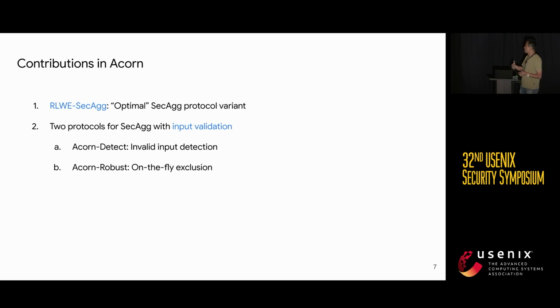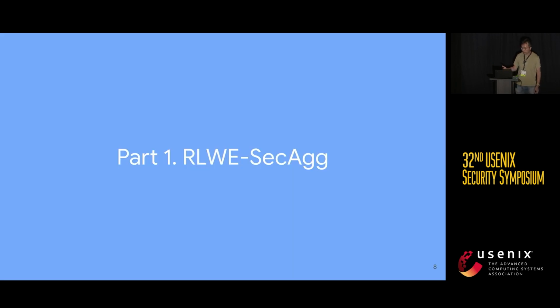From our experience with this protocol, we have identified two areas of inefficiency. This brings us to the contributions of our work. I'm going to first talk about an improved, more efficient secure aggregation protocol using ring learning with errors as the encoding scheme. Next, I'm going to talk about how to extend the secure aggregation protocol with input validation capability. This allows the server to detect, and in some cases exclude, invalid input. Okay, let me start with the more efficient RLWE variant of the secure aggregation.